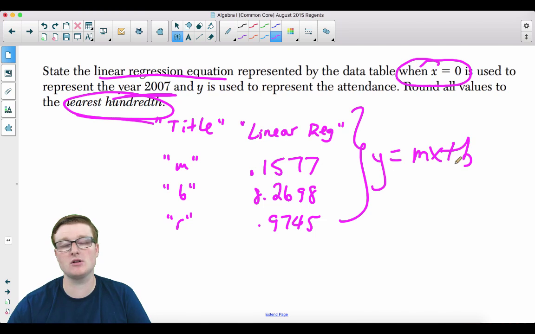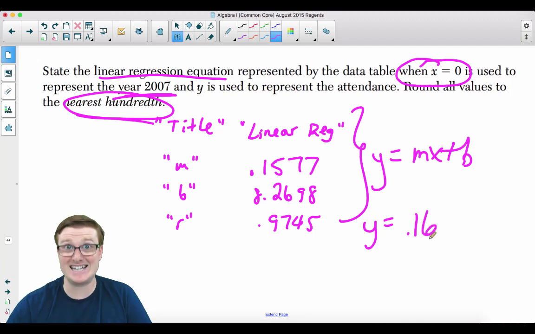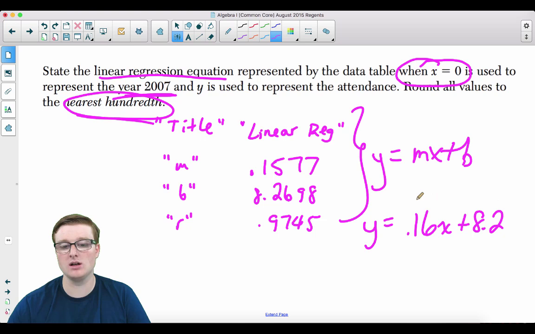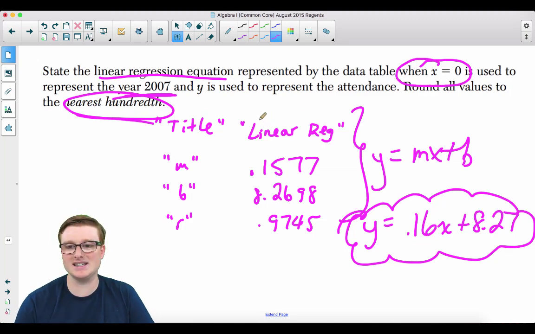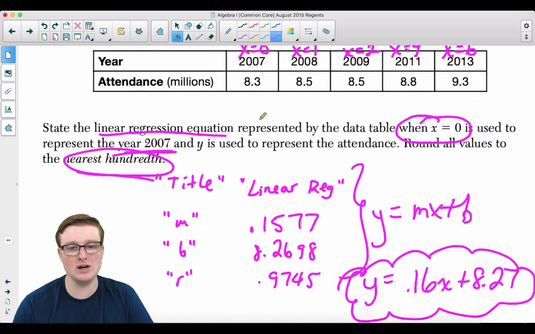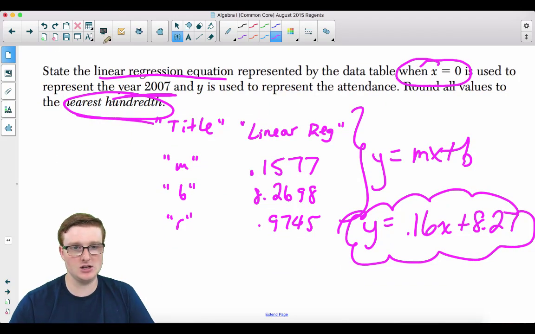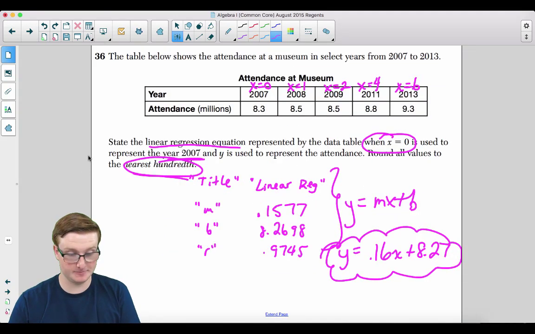So now your linear equation rounded to the nearest hundredth is going to be y equals mx plus b. Remember that's your standard form of a line. y is equal to 0.16, rounded up, x plus 8.2, rounded up again, 7. Ladies and gentlemen, that is your equation to represent this. y is equal to 0.16x plus 8.27. That is the equation of this line.